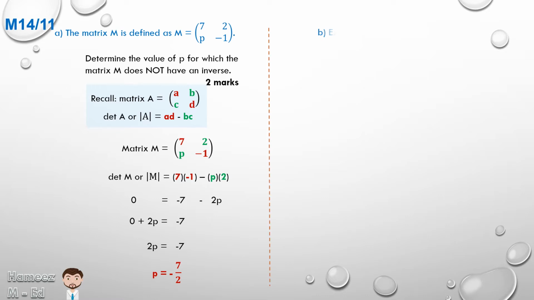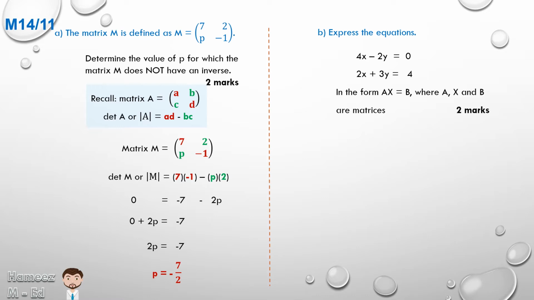Let's look at part B now. Express the equations, and we can see 2 simultaneous equations here: 4x minus 2y is equal to 0, and 2x plus 3y is equal to 4, in the form AX equal to B, where A, X, and B are matrices. Now, let's recall that the steps to solve the simultaneous equations, the first step will be to do exactly this, to write it in that form.